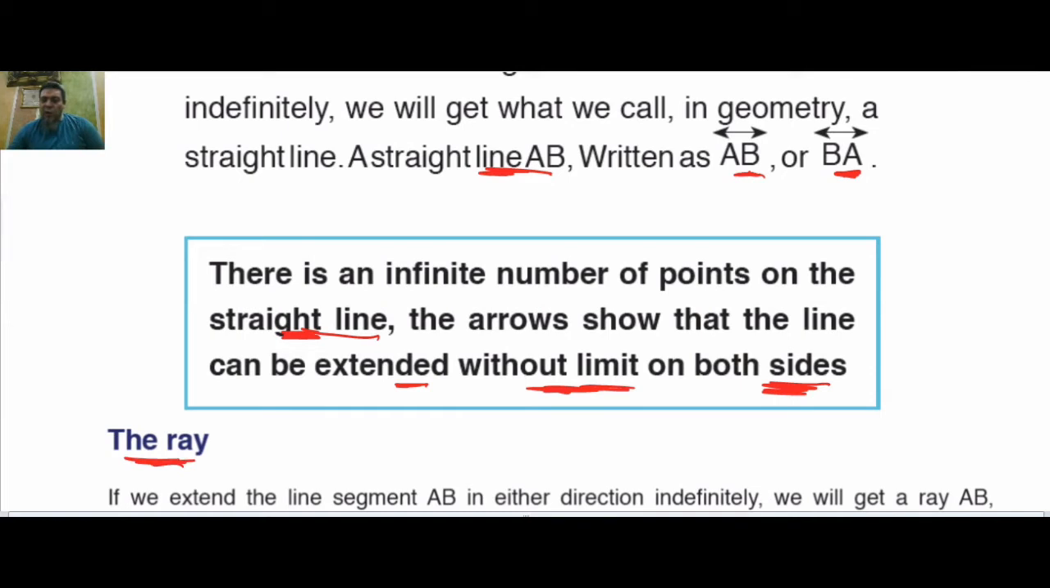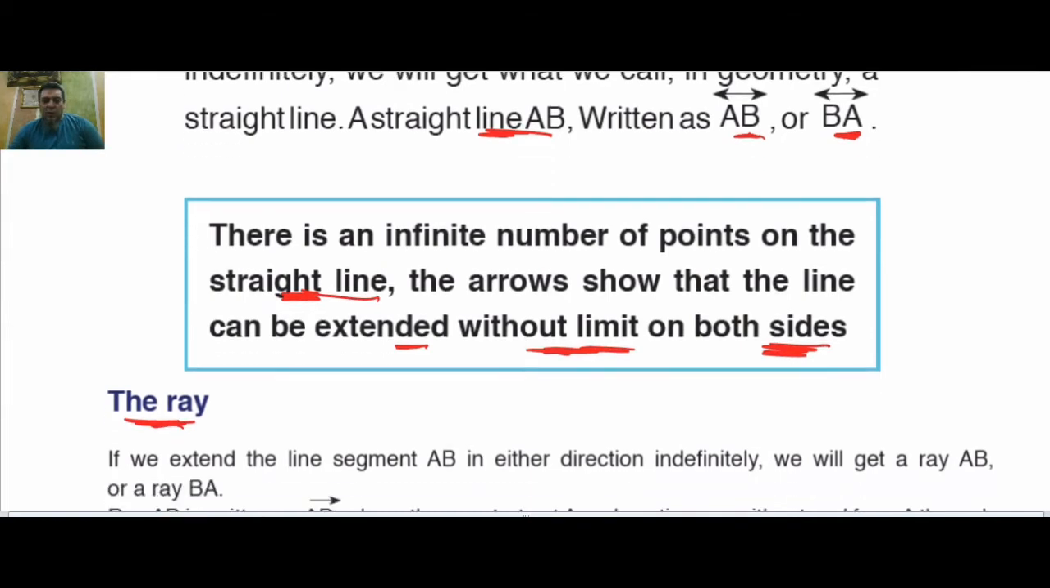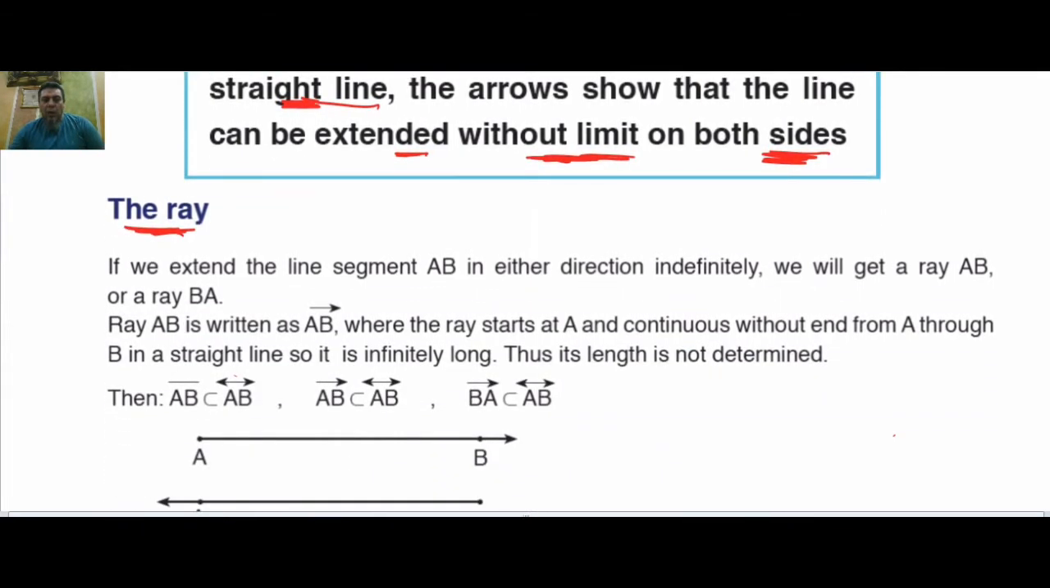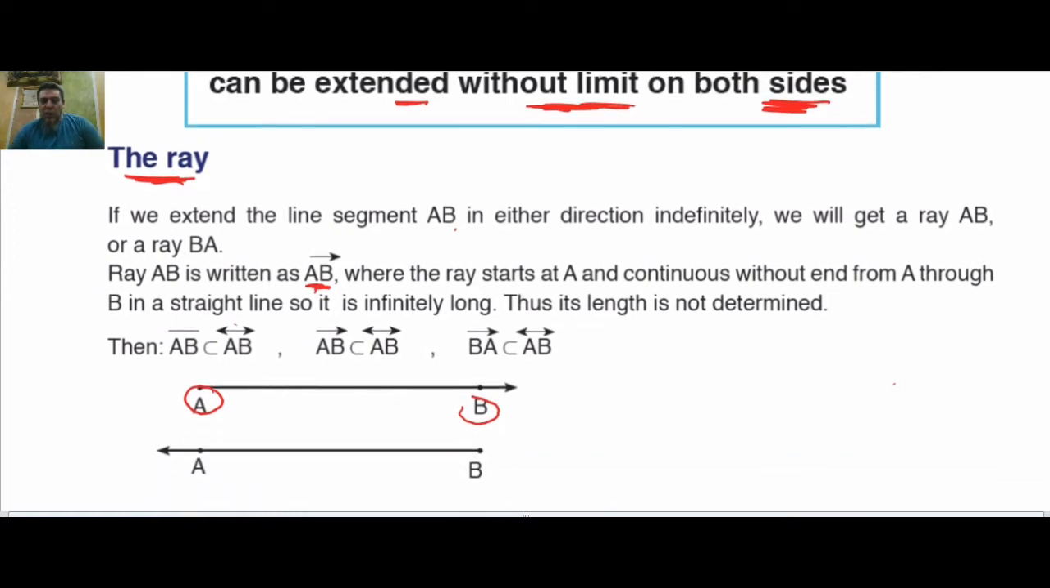The third definition, the ray. What's the meaning of ray? The ray is a line segment extended from one direction. AB ray or BA ray. In AB ray, A is the starting point and B is the direction. In BA ray, B is the starting point and A is the direction.